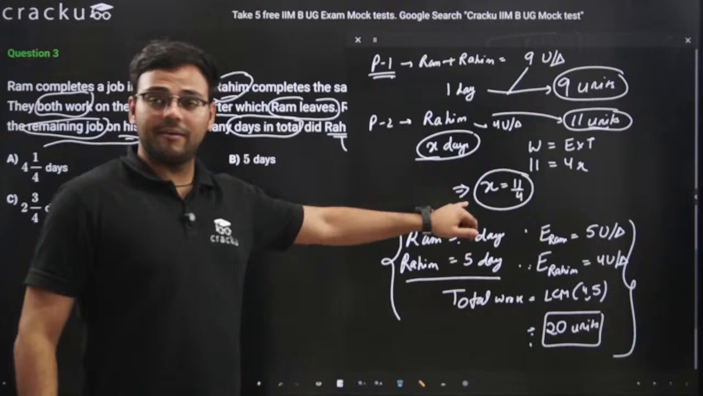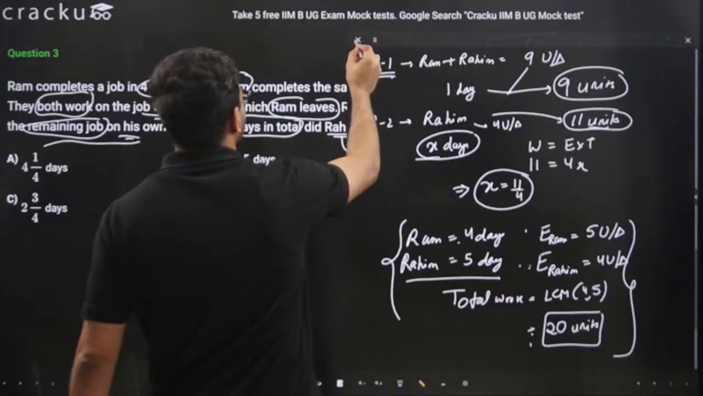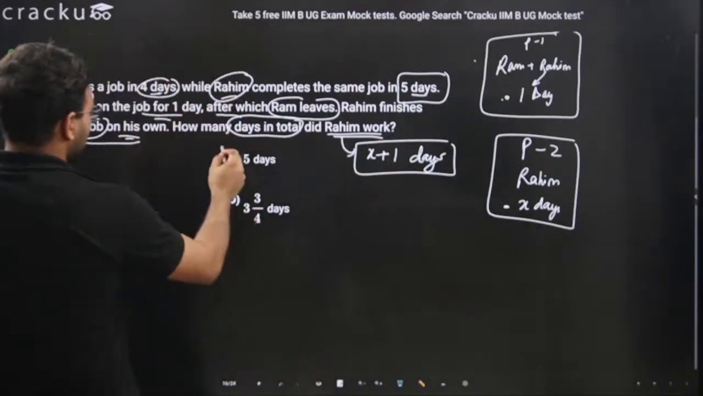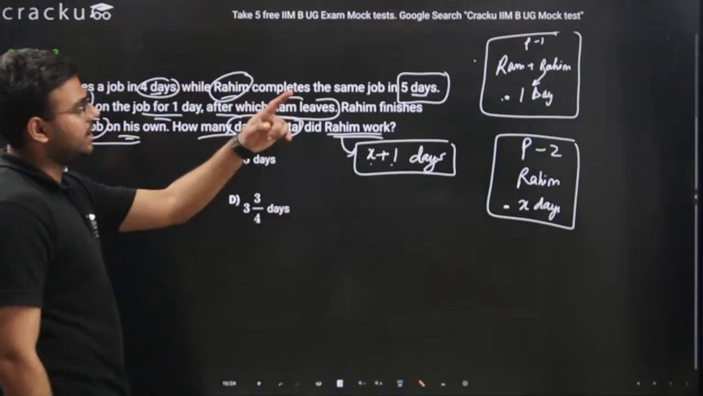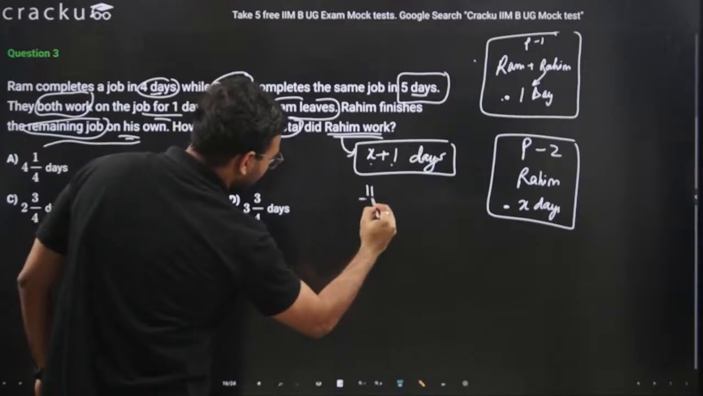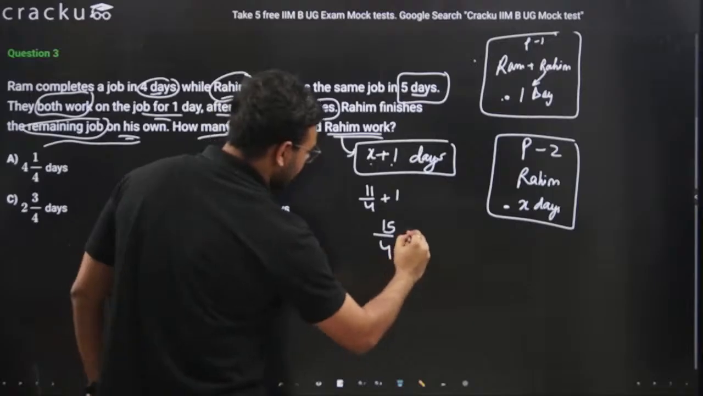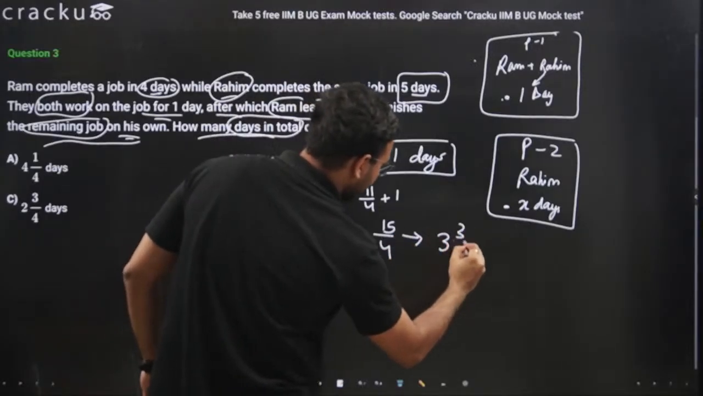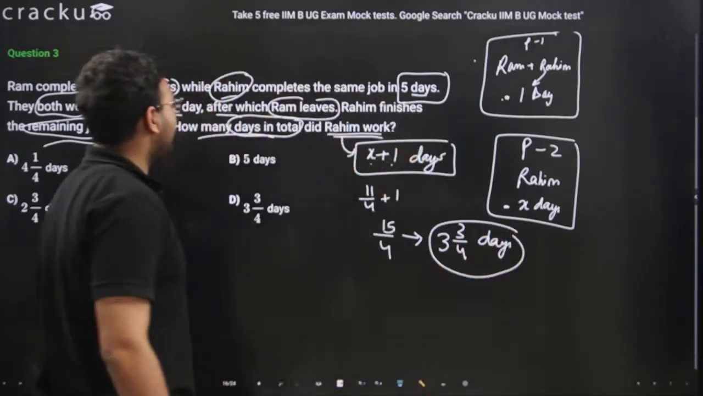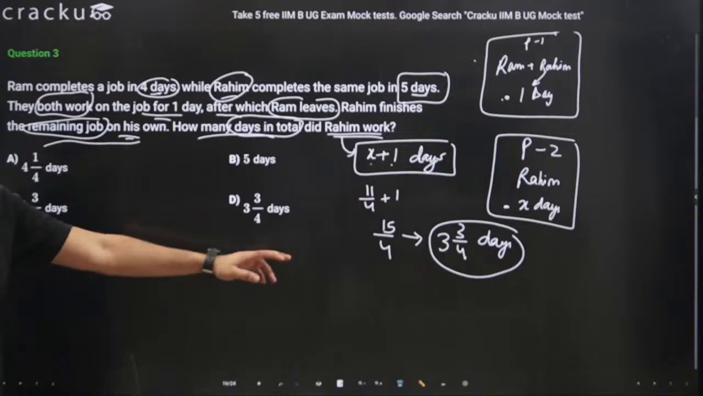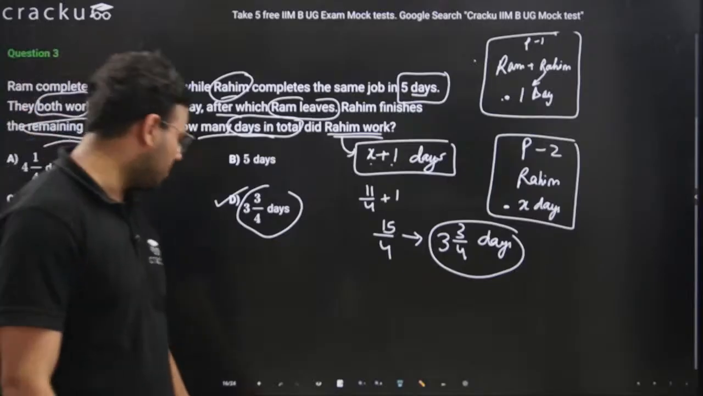So Rahim will be taking 11 by 4 days in phase 2 to complete the remaining work when he is working alone. The question asked for how many days in total Rahim was working. So Rahim was working for x plus 1 days, the 1 day being phase 1. So 11 by 4 plus 1 will be 15 by 4, or this can be written as 3 3 by 4 days. So Rahim in total will work for 3 3 by 4 days, and thus option D will be the correct answer.